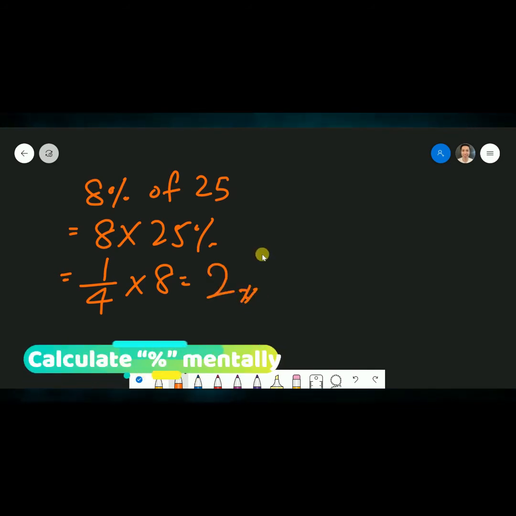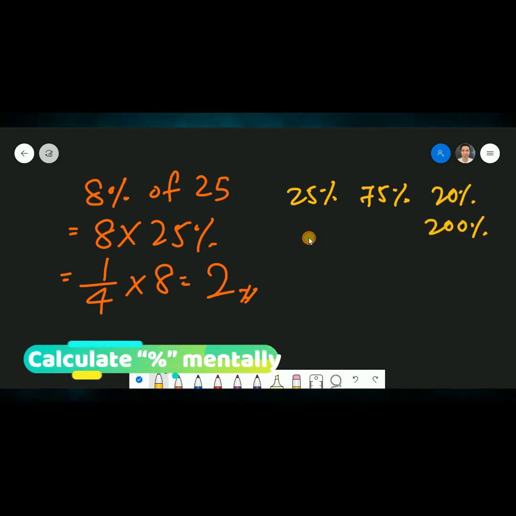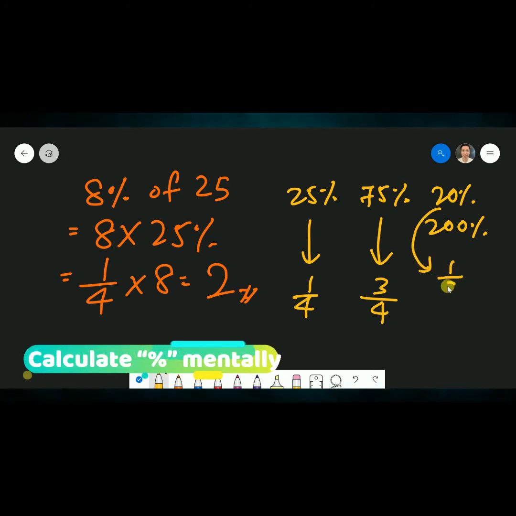So the idea here is I want you all to get familiarized with 25%, 75%, 20%, and even 200%. We know that 25% is a quarter, isn't it? And 75% is 3 over 4. 20% we can write as 1 over 5, and 200% we can write as 2. If you understand these numbers, then we can perform all the fractions even in a faster way.